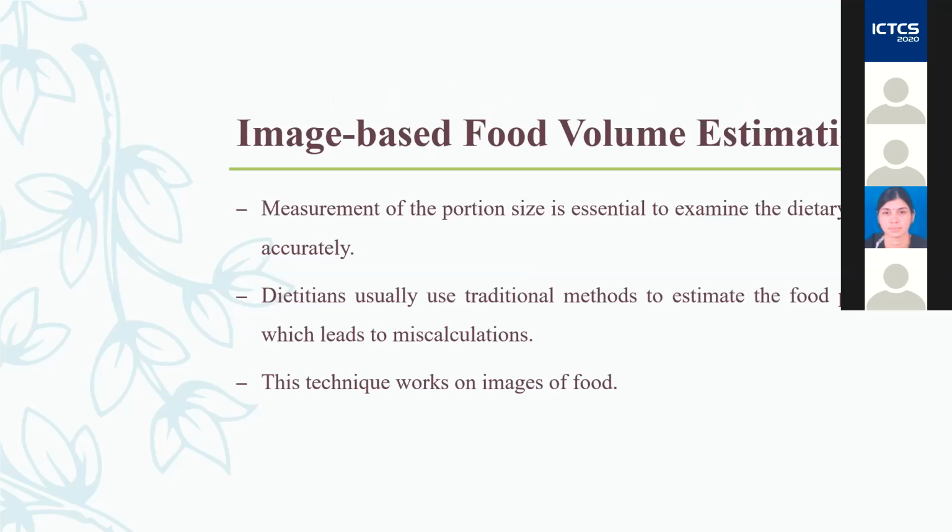So how does image-based food volume estimation work? The measurement of the portion size of the food item on the plate is examined accurately by different algorithms that are available. In the traditional methods, the dietitians ask us to maintain a food diary. If we use image-based food volume estimation, it will obviously reduce the human errors and there will be less possibility of miscalculation of food volume. Once you estimate the food volume, that correlates directly to the calorific value of that food. And if the calorific value is miscalculated, then the dietitian will not be able to infer properly the relation between food intake and obesity. So it's very necessary that we remove these human errors.